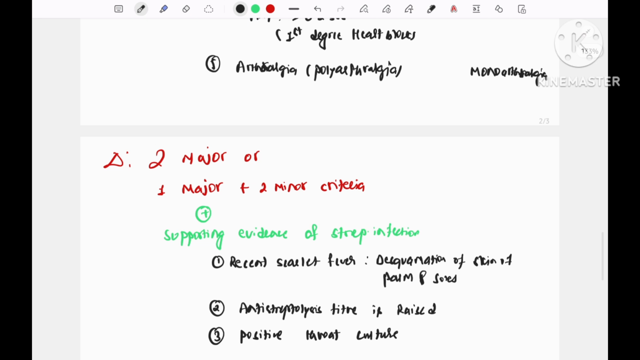What does it mean? That there should be a recent scarlet fever history, which is assumed if there is desquamation of the skin of the palms and soles within the previous 2 weeks; then it is considered that there is evidence of recent scarlet fever. Also, if the anti-streptolysin O titer is raised, then it is also evidence. And if there is a positive throat culture, then this is also evidence for streptococcal infection.